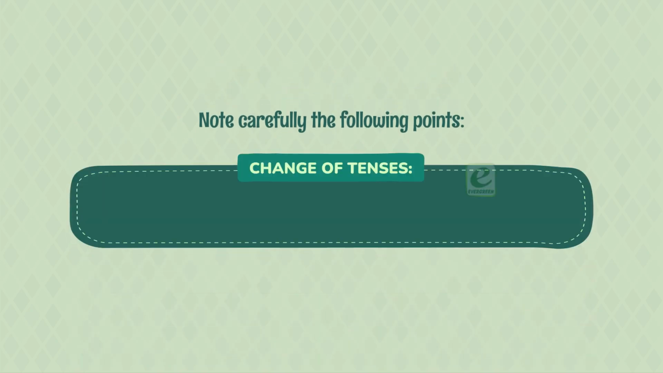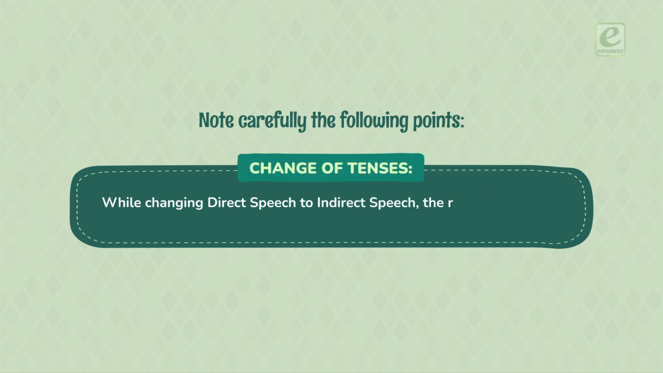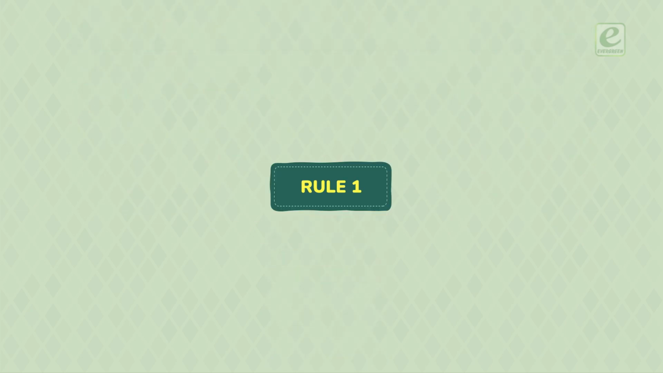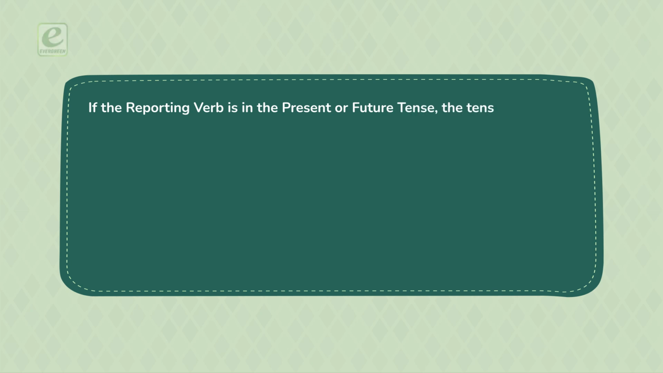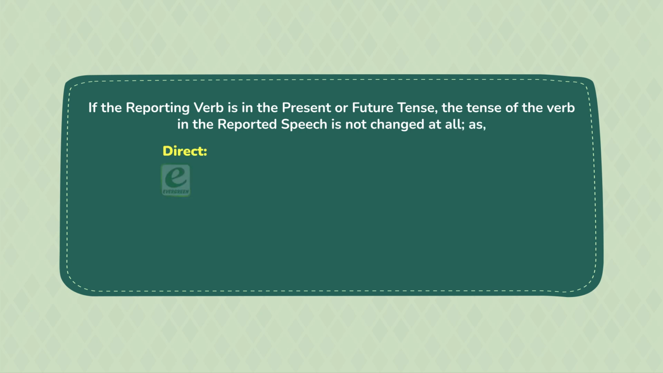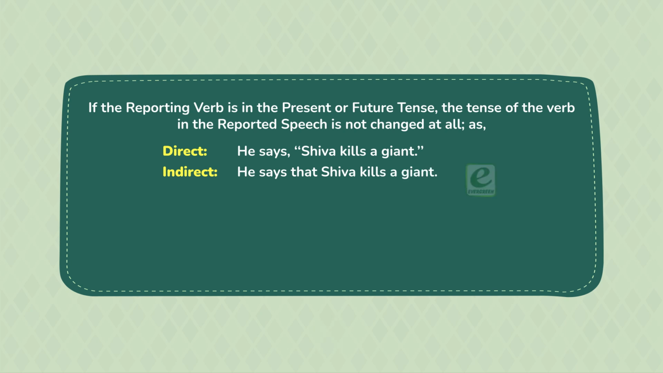Change of tenses. While changing direct speech to indirect speech, the rules of sequence of tenses are followed. Rule 1. If the reporting verb is in the present or future tense, the tense of the verb in the reported speech is not changed at all, as direct, he says, "Shiva kills a giant." Indirect, he says that Shiva kills a giant.